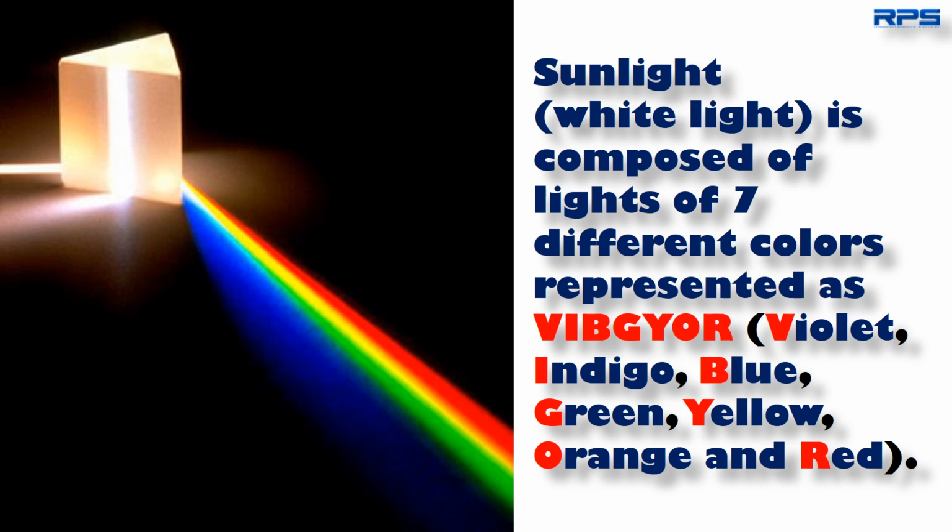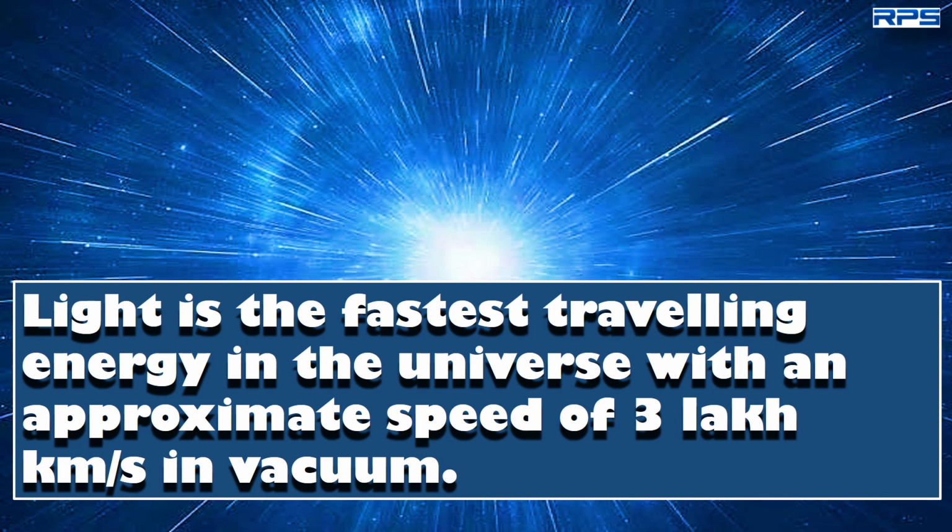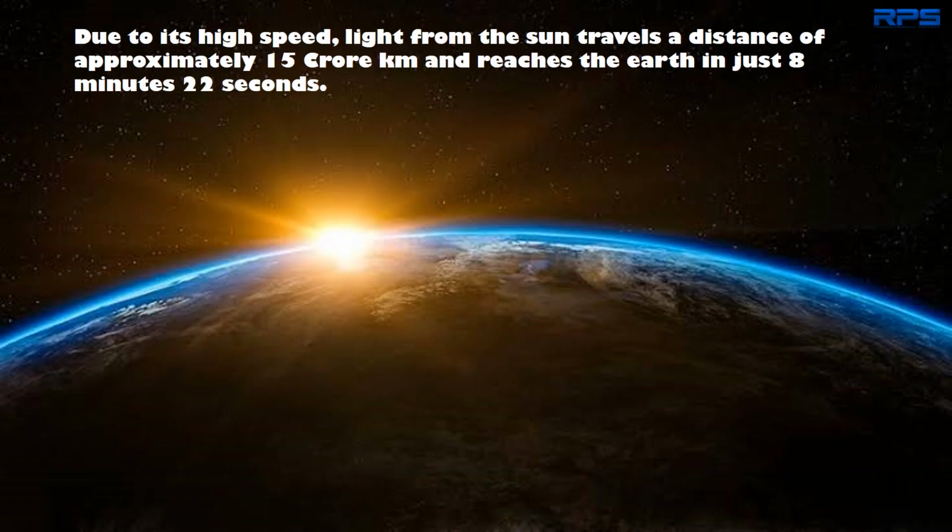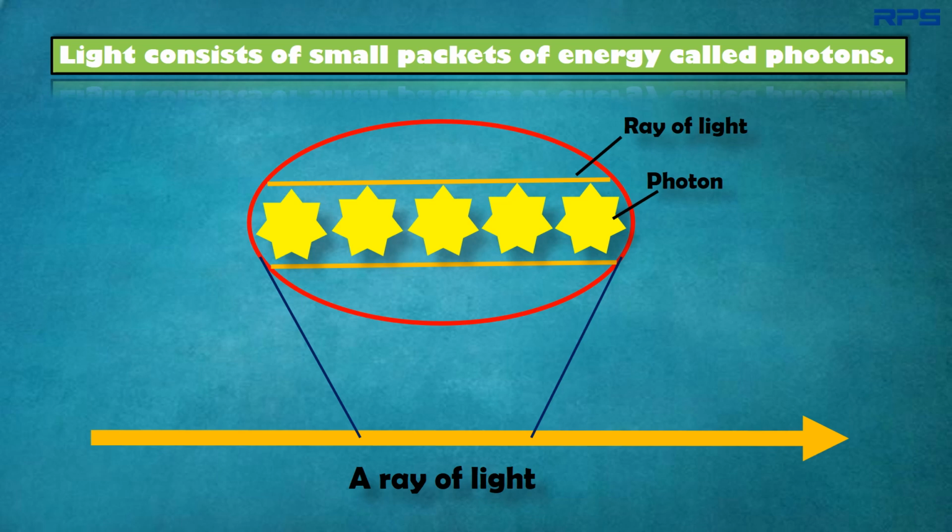Light is the fastest traveling energy with an approximate speed of 3 lakh km per second in vacuum. Due to its high speed, light from the sun travels a distance of approximately 15 crore km and reaches the earth in just 8 minutes 22 seconds. Light consists of small packets of energy called photons.